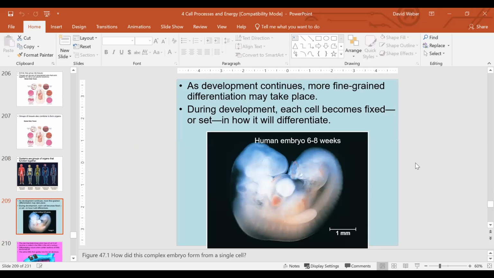So as development continues, more fine-grained differentiation may take place, meaning more specialization. During development, each cell becomes fixed or set in how it will differentiate, meaning when it reproduces, it will consistently be that same type of cell. However, during embryonic development of an organism, kind of like a baby that's forming right here in the picture, differentiation is taking place. The cell is consistently dividing, the baby is growing, and cell differentiation is taking place. You do actually have cell differentiation all the way until you're a grown adult. And even then, there are still some nuances where cells differentiate.